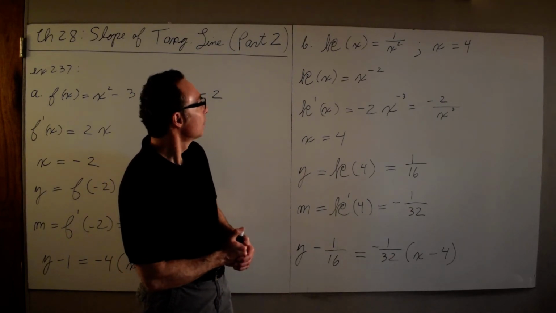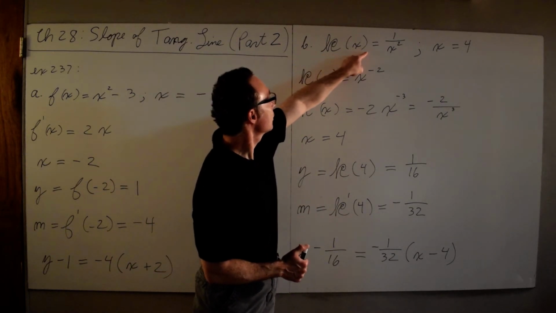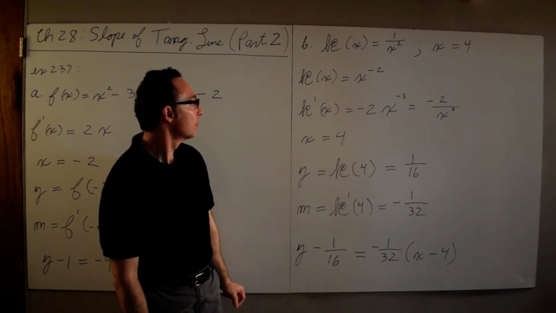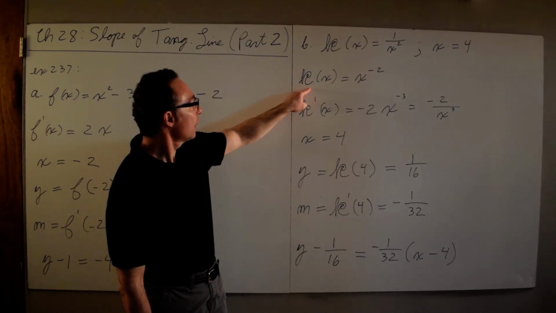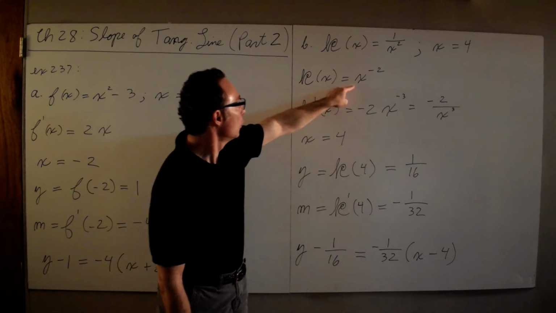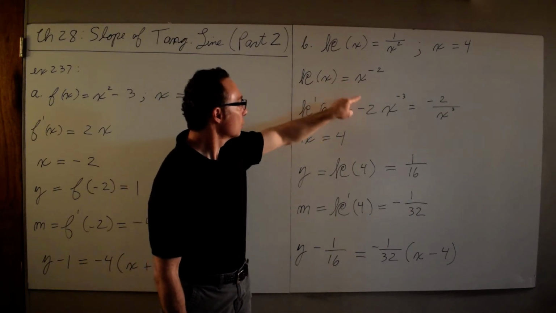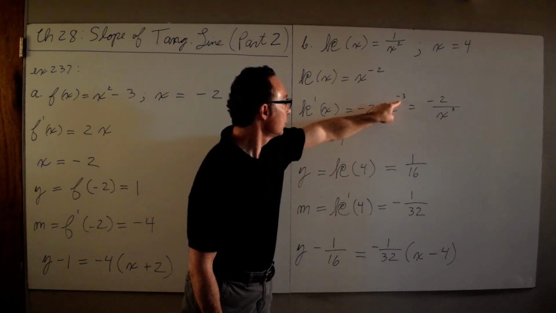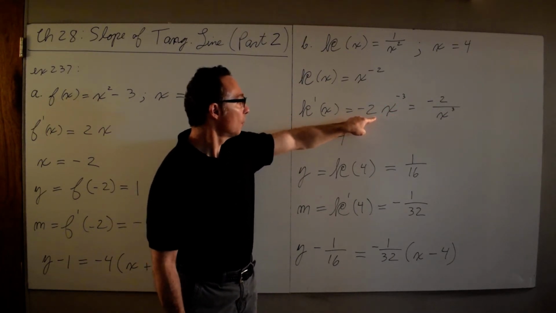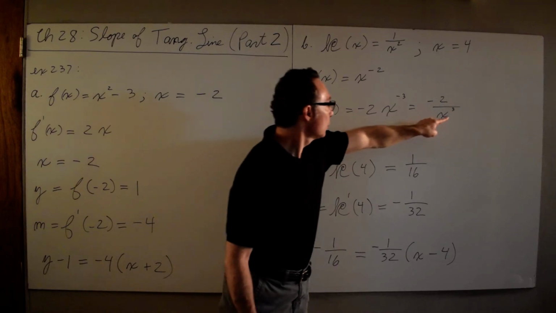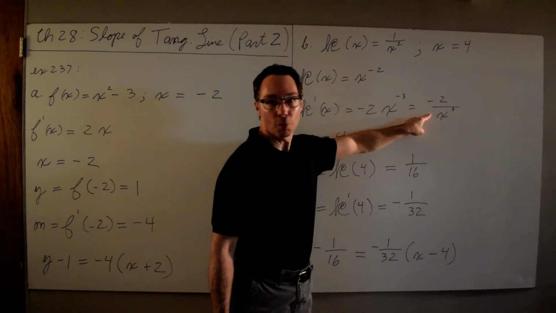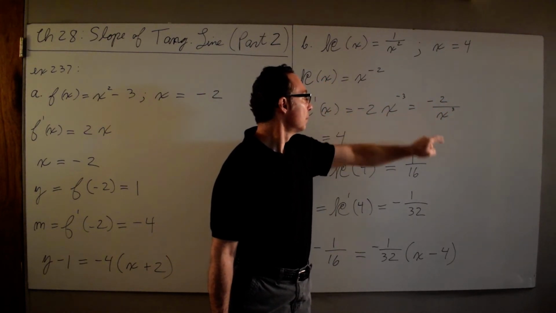For part B, we're given the function k of x is 1 divided by x squared. We rewrite k of x as x to the negative 2 so we can use the power rule. So we calculate the derivative, we just multiply by the exponent, decrease the exponent by 1, that's the power rule. Rewrite this as a fraction, that's optional, but I think it makes it easier to work with.